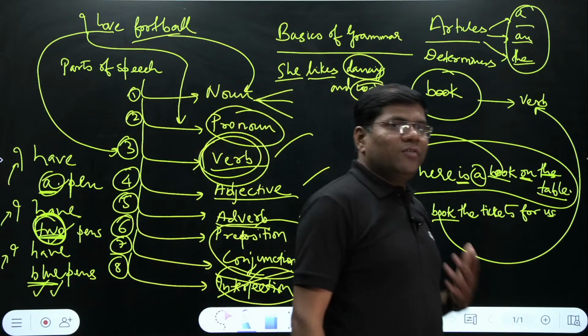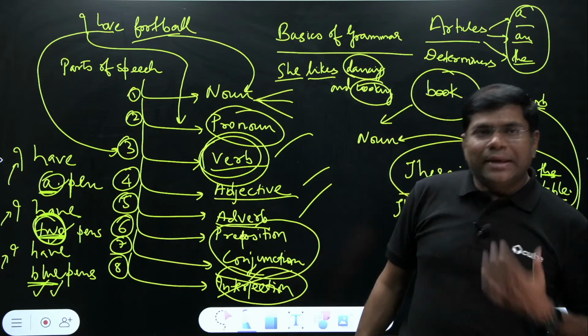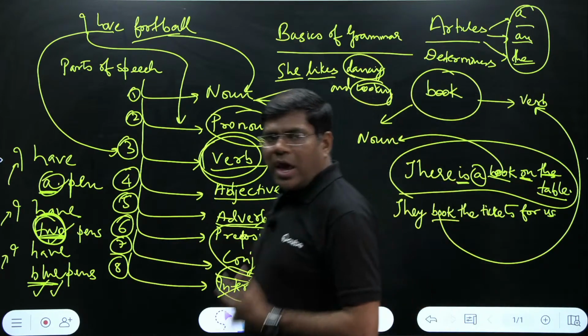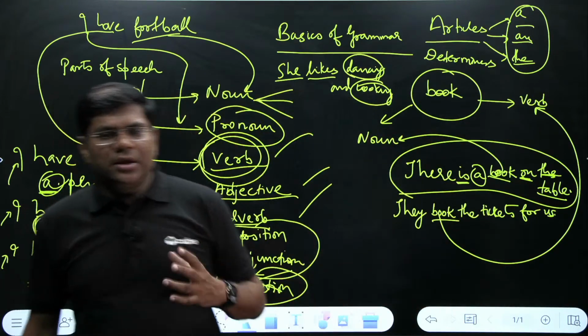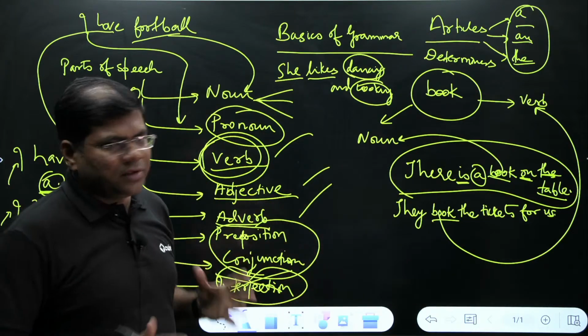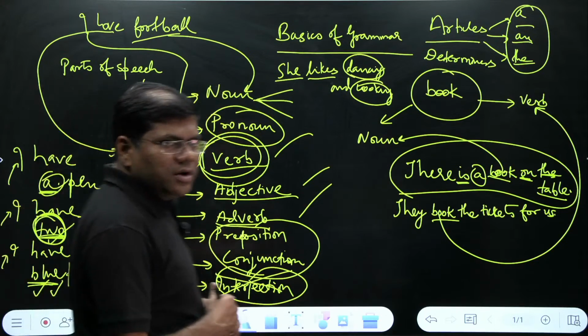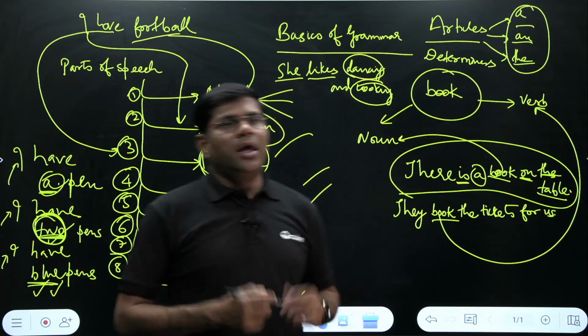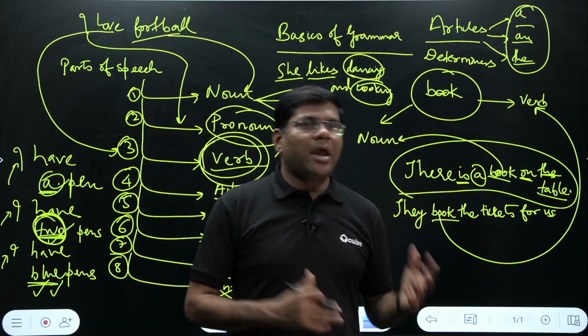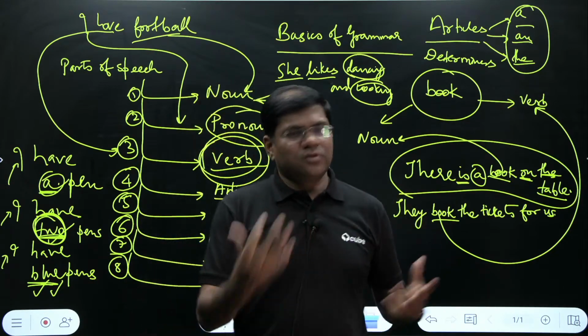Articles are always placed before a noun. They come in the category of determiners and all determiners come in the category of adjectives. This is something very, very important and I hope you have understood this. Next time when we meet, we will discuss article usage, a and the, how to use them and what are the functions and the methods of using.